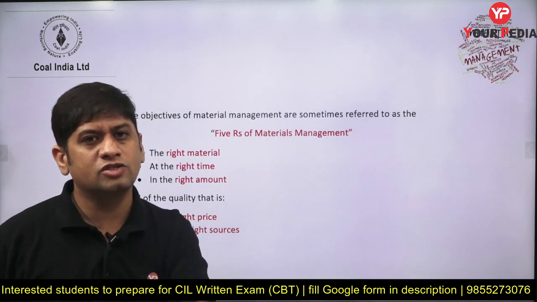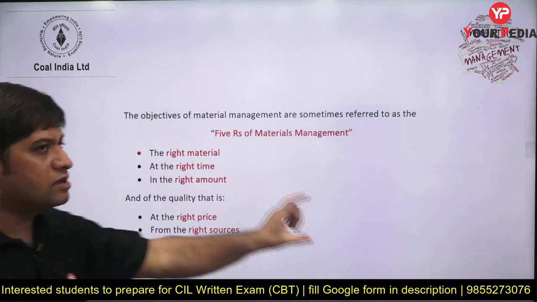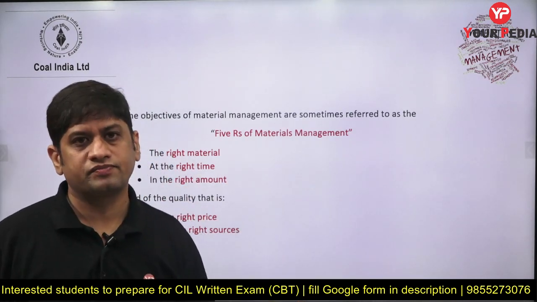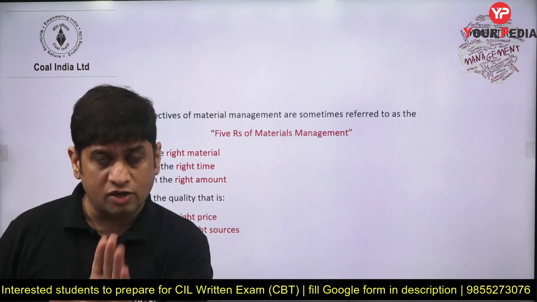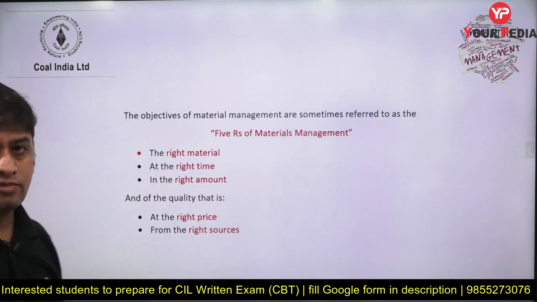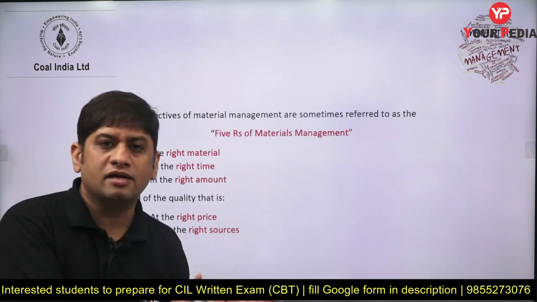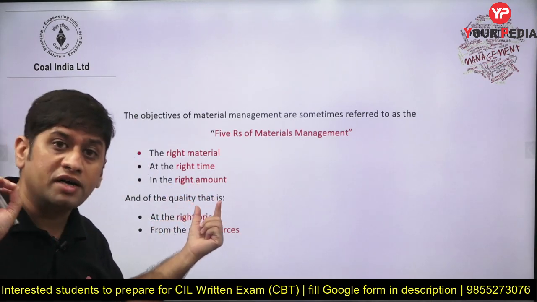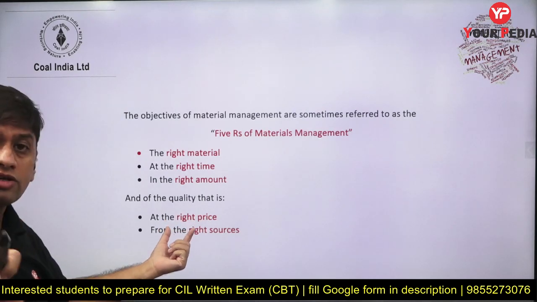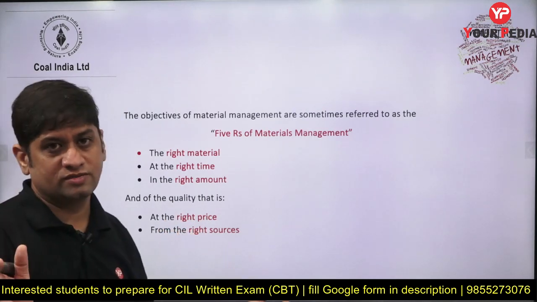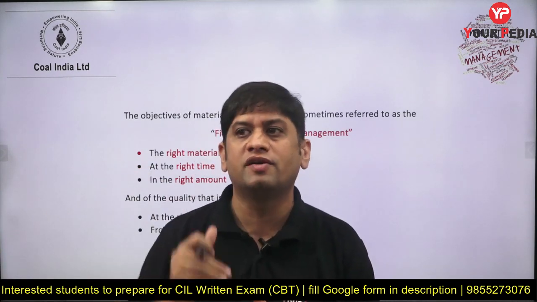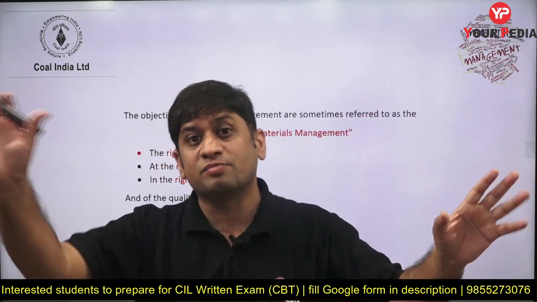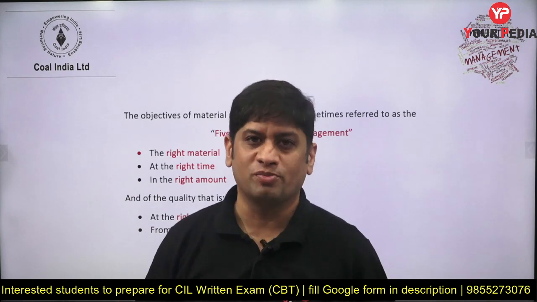So material management is all about 5 R's. What? Right material. Right means good quality material, right material for a particular purpose. Right time. If you get the material late, it does not serve the purpose. Then right amount, the quantity should be right. Right cost, the price should be good. Right source, from where you have got it. Source is also very important, because later on we will discuss vendors and suppliers. That also becomes an important topic.